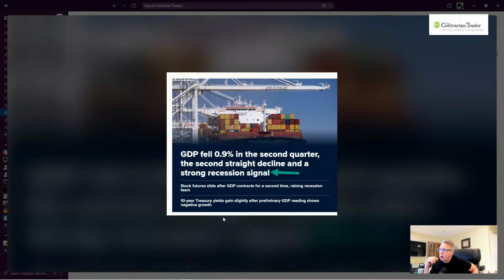GDP fell 0.9% in the second quarter, the second straight decline, and a strong recession signal. A signal. They did not say that we are in recession. What are they doing? They're carrying water for an administration that is incompetent. As long as you have politicians that are incompetent like this, and the media that's supposed to be the fourth pillar of government that are corrupt. I think everybody can agree right now they're corrupt. You cannot trust the next action that these people are going to take.